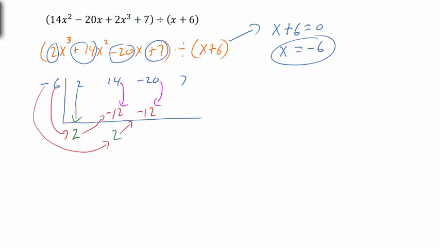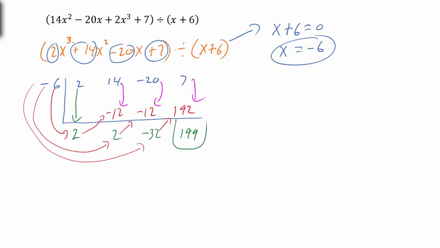And now we're going to add -20 and -12 together, so that's going to give us a -32. And then you're going to multiply the -6 and -32, and that's going to give us a positive 192. And then we're going to add 7 and 192 together, and we're going to end up with 199. And again, that's going to be our remainder.